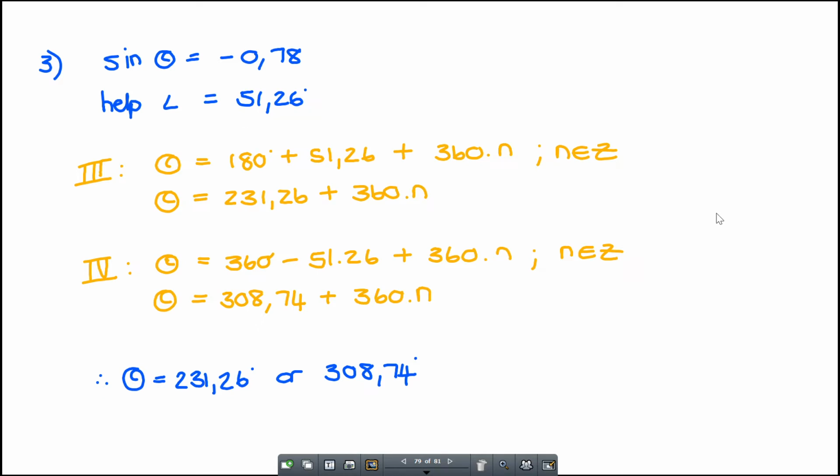Right, nou, as ek gaan kyk na die negatief, waar is sin negatief? In watter kwadrant? In kwadrant 3 en 4. So that's how I knew it would be in quadrant 3 and 4.